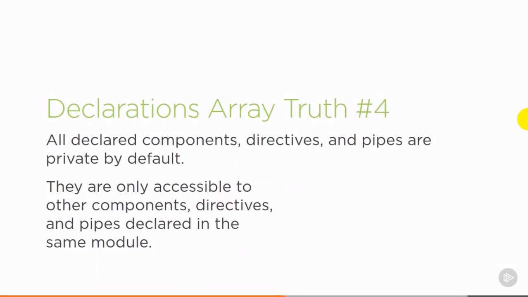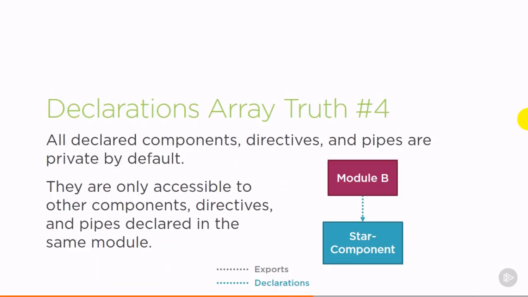All declared components, directives, and pipes are private by default. They are only accessible to other components, directives, and pipes declared in the same module. So if we declare the star component in Module B, by default that component is not available to components in other Angular modules. We share components, directives, and pipes by exporting them. We'll talk more about exporting in a few moments.